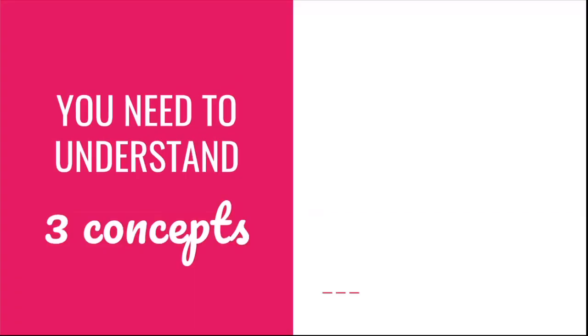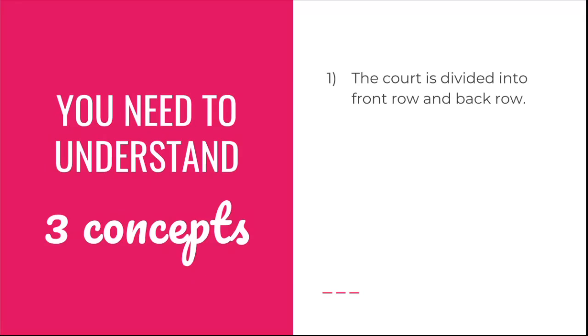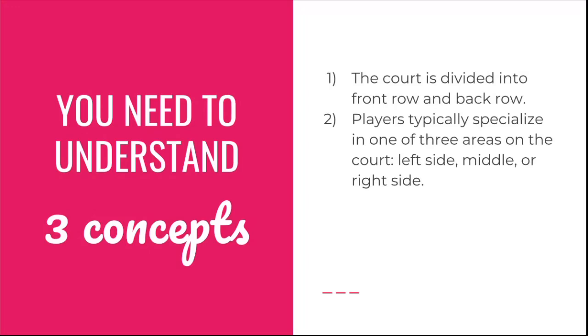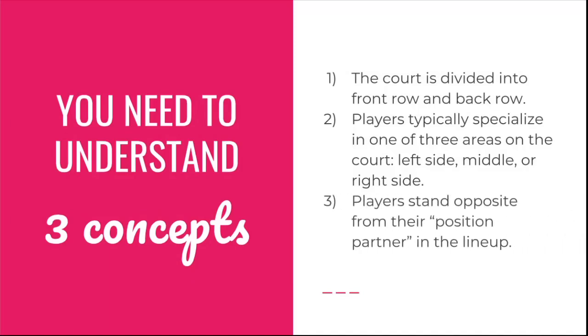The first concept is that the court is divided into the front row and back row. The second concept is that players typically specialize in one of three areas on the court, either the left side, middle, or right side, and that players stand opposite from their position partner in the lineup. Now, position partner isn't a technical volleyball term, but I'm going to use it because I think it makes sense.